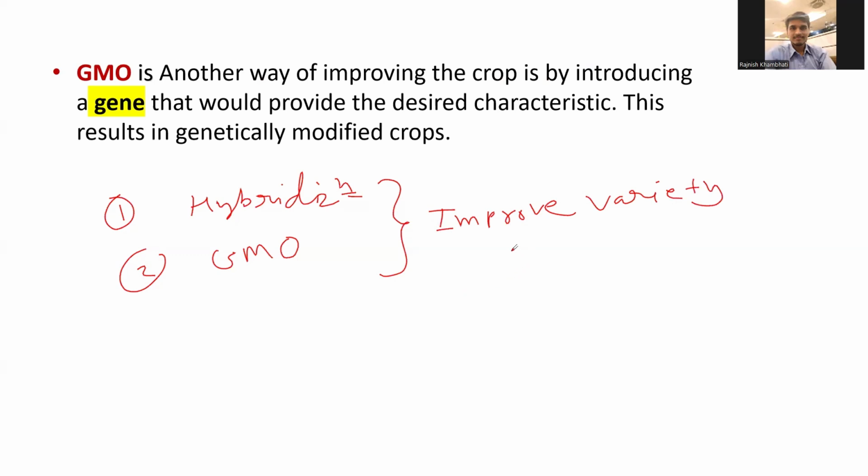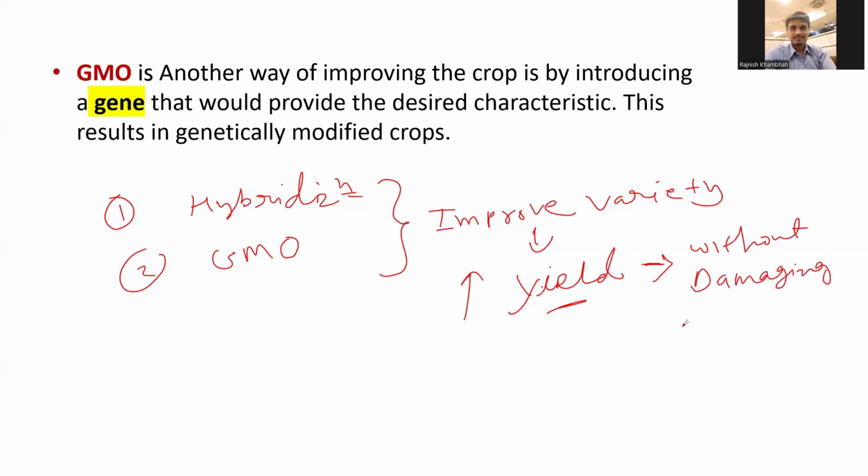Now, once you improve the variety, the question is why you want to improve the variety. Again, if I just ask a question, what can be the answer? Try to give the answer. Why do you want to improve the variety? So that you can get high yield. You want high yield, but how? Without damaging nature or natural resources. I will just write nature over here.